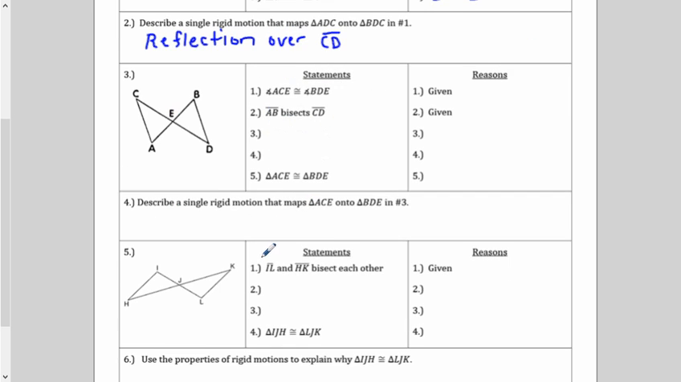Okay, so in number 3, let's look at all the way down step 5. We want to prove the triangle ACE is congruent to BDE. So we're going to go back up and use our givens first. The first given says angle ACE, mark that in, is congruent to angle BDE.